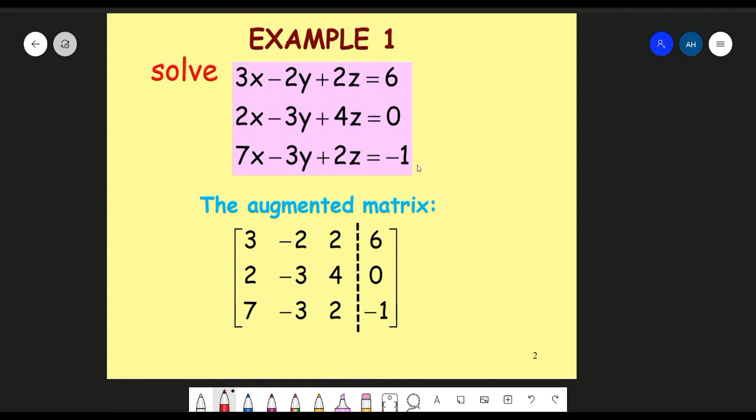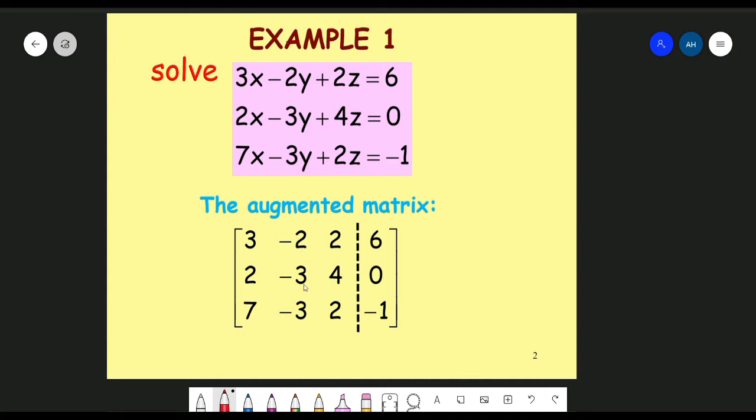As we mentioned last time, we can convert a system of linear equations into a matrix, where on the left hand side of the matrix, we just write the coefficients of the variables. The coefficient of x is 3 in the first equation, 2 in the second, and 7 in the third. So our first column going down is 3, 2, 7. The same thing goes for the coefficient of y.